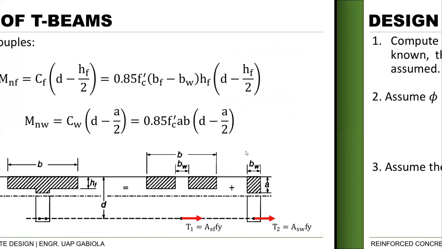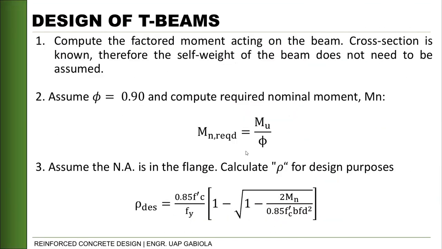Okay, so as a general procedure, here's the order of procedures. Number one is to compute for the factored moment. Because we are designing, we try to check what is the ultimate load that we expect the T-beam to carry. So using the known dimensions and the given distributed load or superimposed load, dead load, and live load, and self weight of the beam, we can identify the value of the ultimate moment.